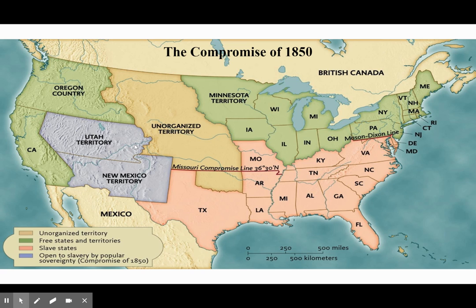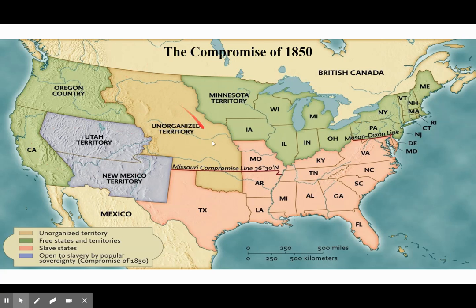So if we look at this map, this is the Compromise of 1850 map. Remember, this was Henry Clay's last compromise. This compromise dealt with this territory right here after the Mexican-American War. So as part of the compromise, California joined the Union as a free state, but it said that the rest of this territory from the Mexican-American War would be decided through popular sovereignty. Remember, it's only dealing with this area.